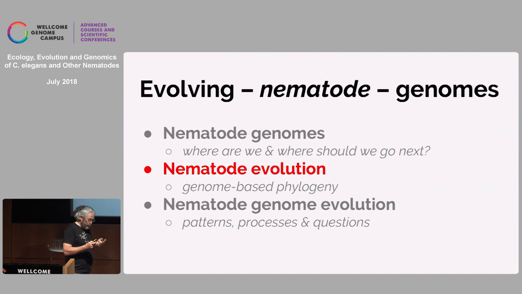So we should sequence more genomes. We should sequence them longer to get chromosomal contiguity. And we should make sure they're clean. So we can use these genomes quite quickly to look at nematode-based genome-based phylogeny.